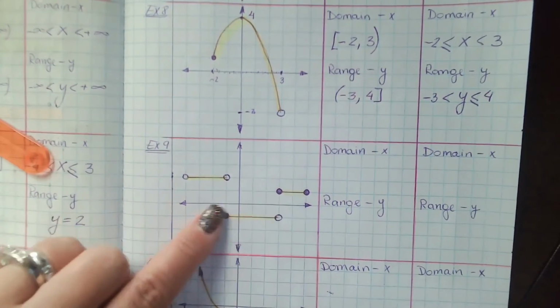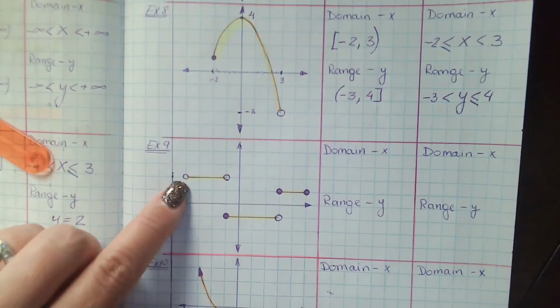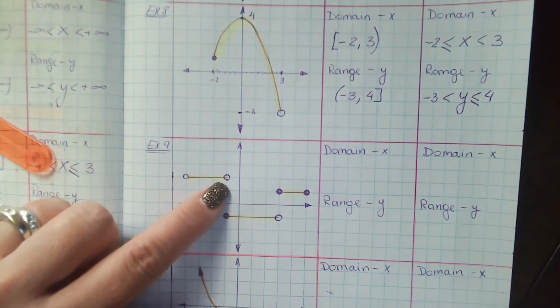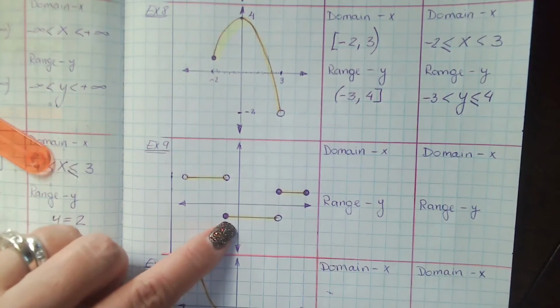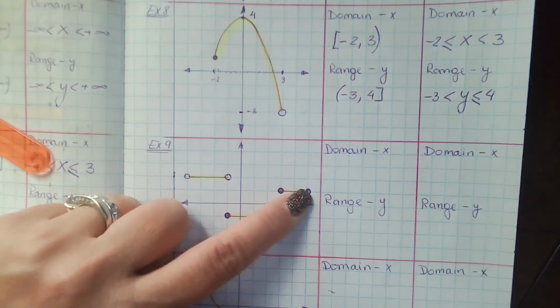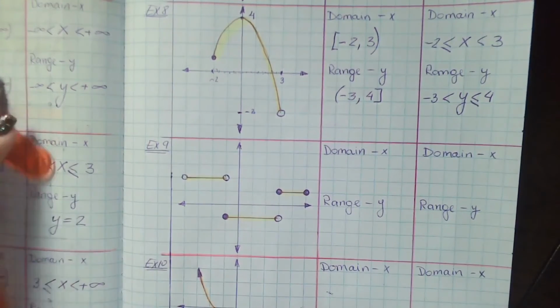That's an interesting example. We have number 9. Check this out. So we have a segment, then we have a gap, but then we have another segment. So 3 different segments. Check it out.